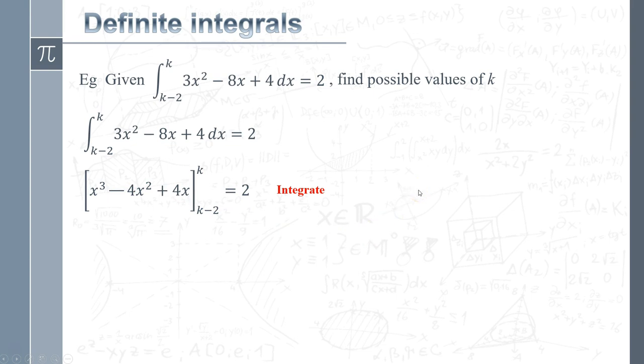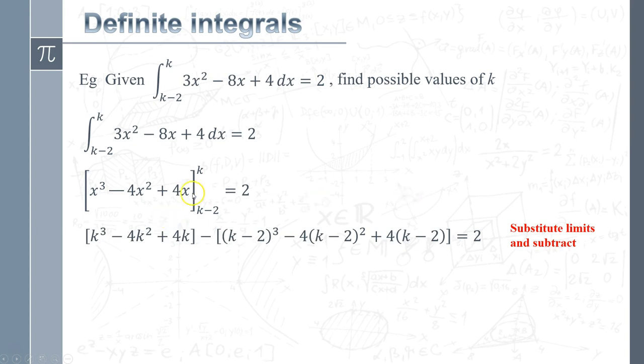Now let's sub in the limits and do the subtracting. So there it is. I've put k into the first bracket, it's my upper limit. Here's my lower limit, so I've got k minus 2 cubed, putting k minus 2 in place of the x there. So now what I've got is an expression all in terms of k, and hopefully this will turn out to be an equation that I can actually solve.